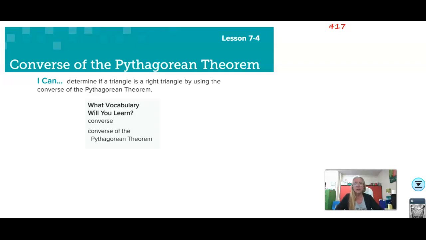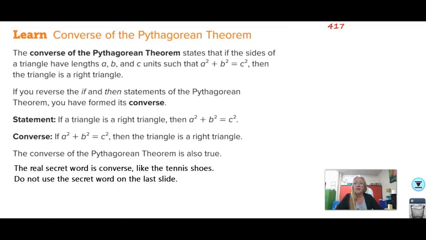The converse of the Pythagorean theorem is when you use the Pythagorean theorem on the three lengths to find out if it is a right triangle. That's basically what this says. It says if a triangle is a right triangle, then a squared plus b squared equals c squared. And the converse is if a squared plus b squared equals c squared, the triangle has to be a right triangle.